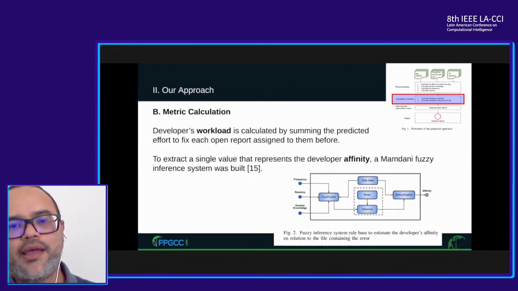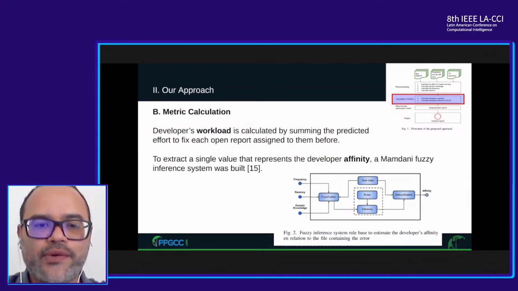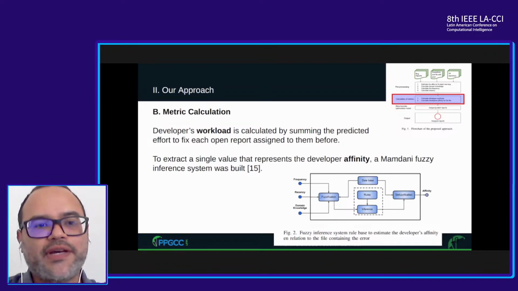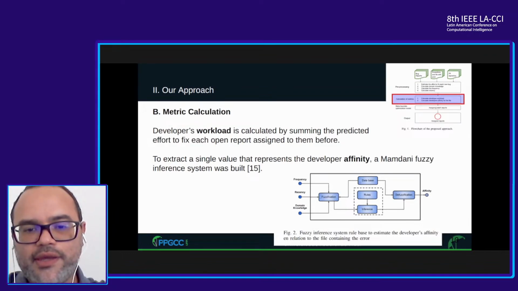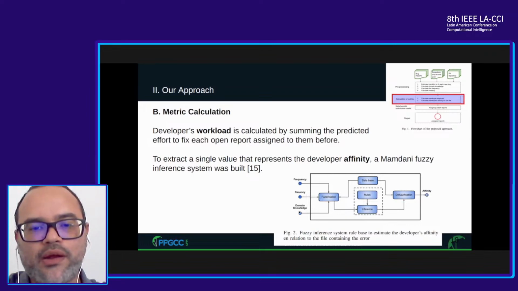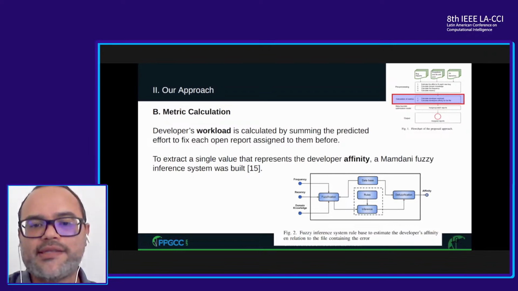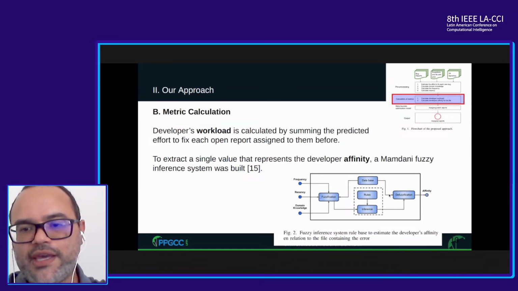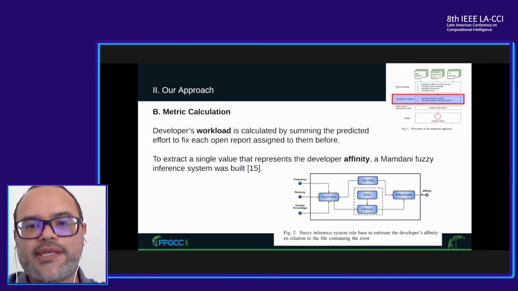For the next step, we calculate the affinity. To extract a single value that represents the developer affinity, we use a fuzzy inference system like this. In the picture here, we can see that we have as input frequency, recency, and domain knowledge that we calculated in the step before. And after the defuzzification, we have the affinity here, a single value.